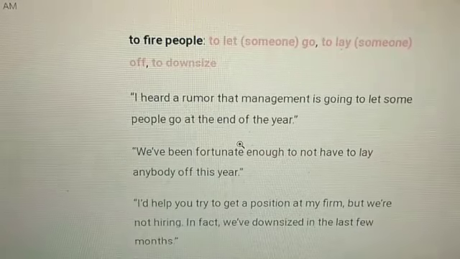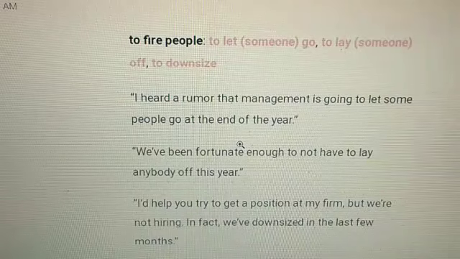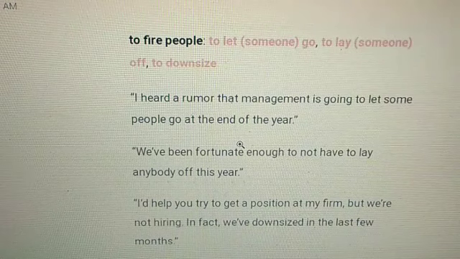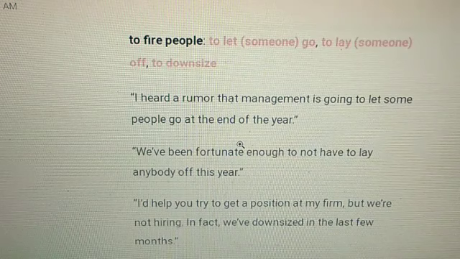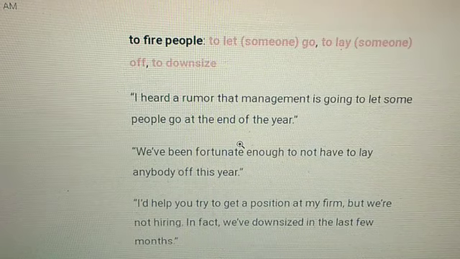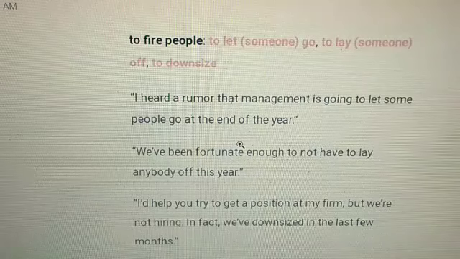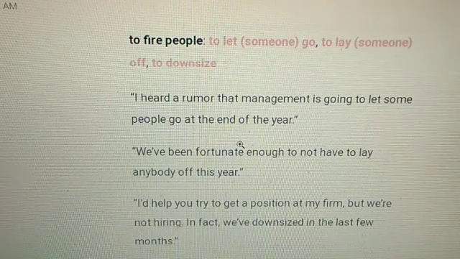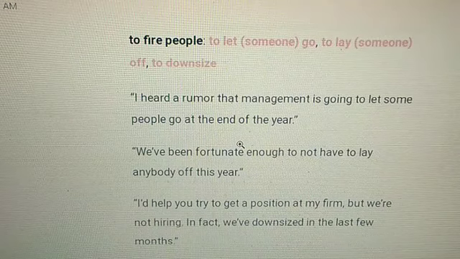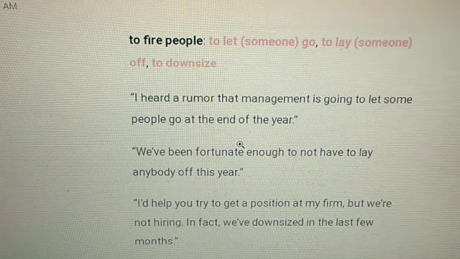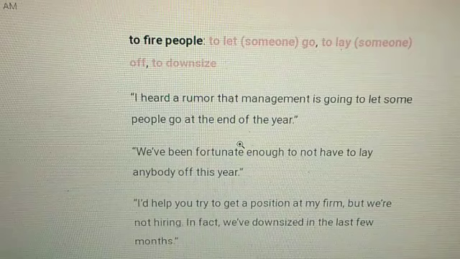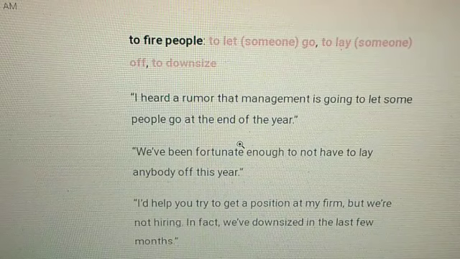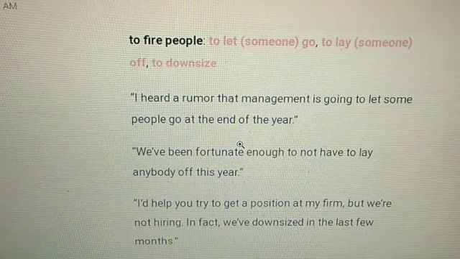To fire people, to let someone go, to lay someone off, to downsize. So I heard a rumor that management is going to let some people go at the end of the year. We have been fortunate enough to not have to lay anybody off this year. I would help you try to get a position at my firm, but we are not hiring. In fact, we have downsized in the last few months.